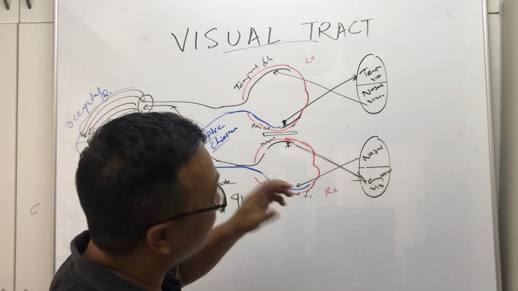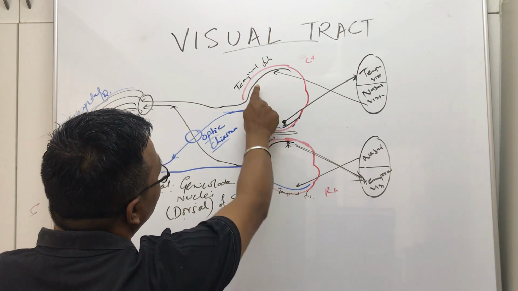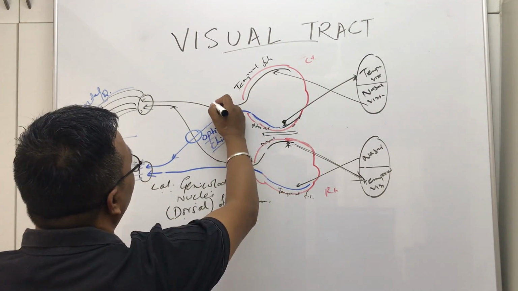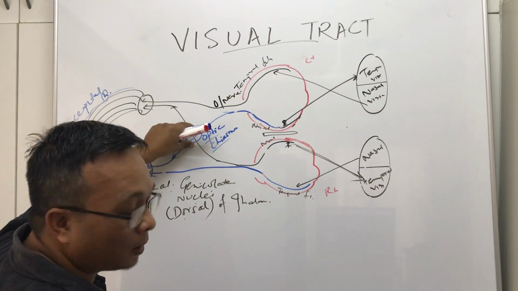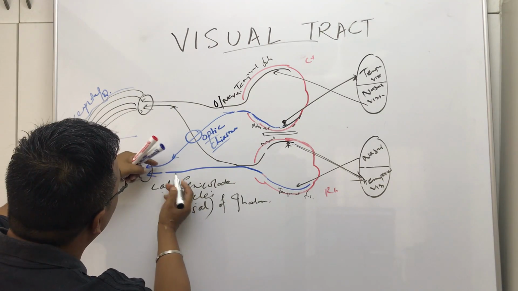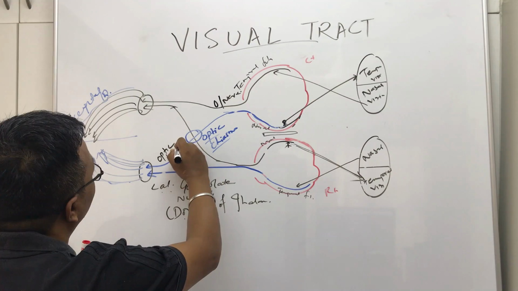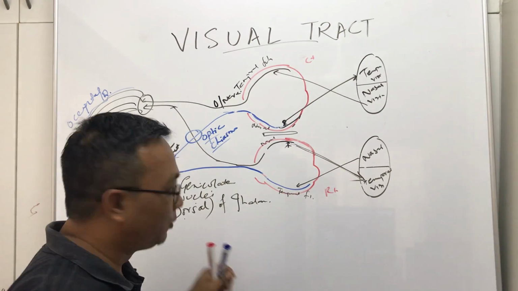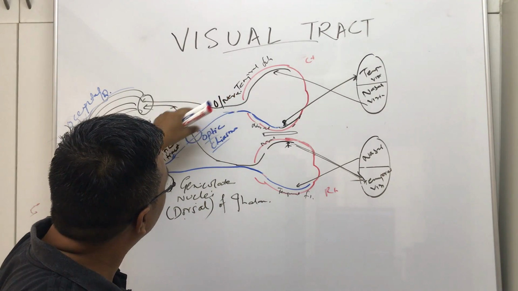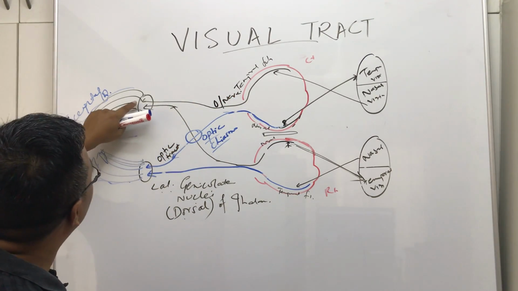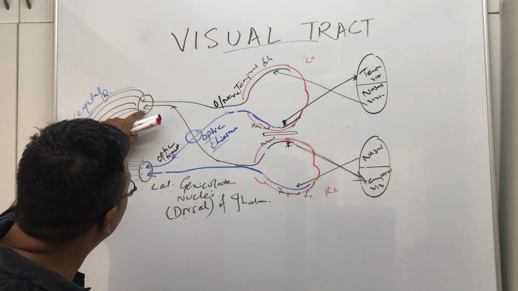So what is the pathway of the visual tract? These are called nasal fibers and temporal fibers. This is the optic nerve, then the optic chiasma. Now this part up to the thalamus is called the optic tract. Don't be confused. This is the optic nerve, the optic chiasma, the optic tract, then the dorsal lateral geniculate nuclei of the thalamus.